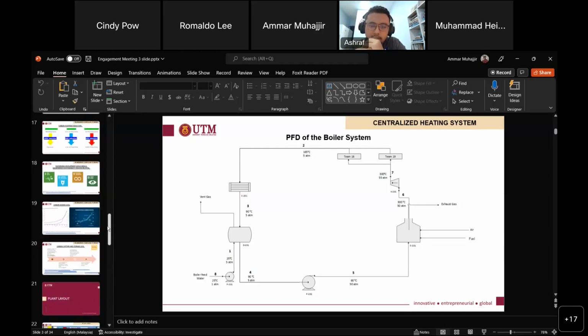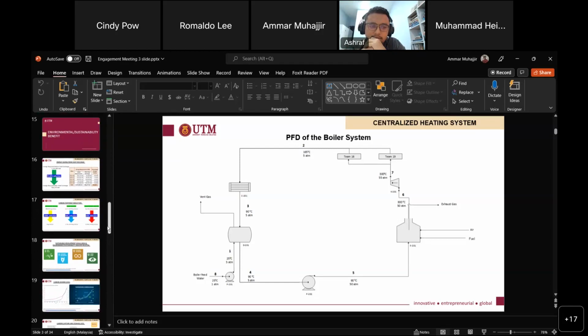Itu je kot cik. Dia dah tahu apa dah. Okay, good, very good. Request daripada Cindy nak ambil gambar. Nak ambil gambar tak? Last kali sudah. Boleh.